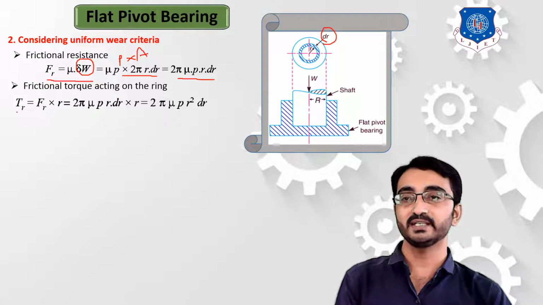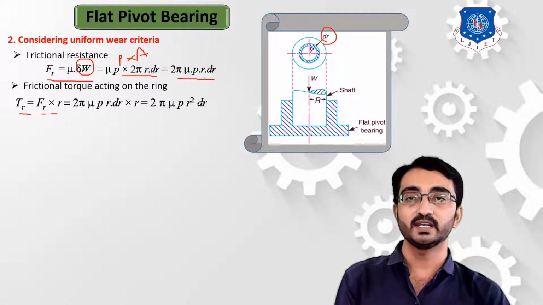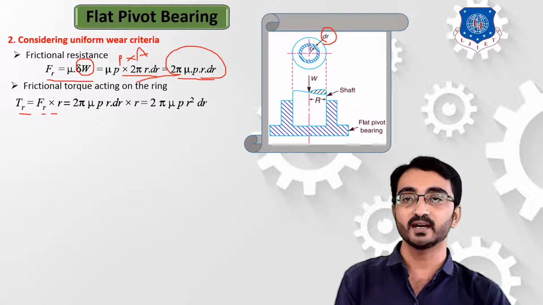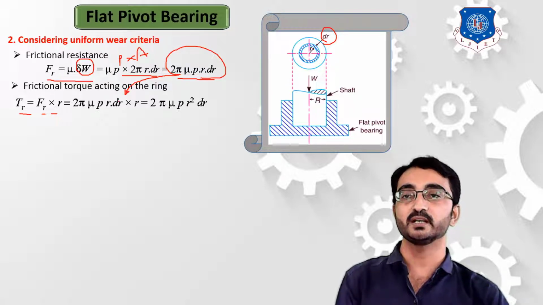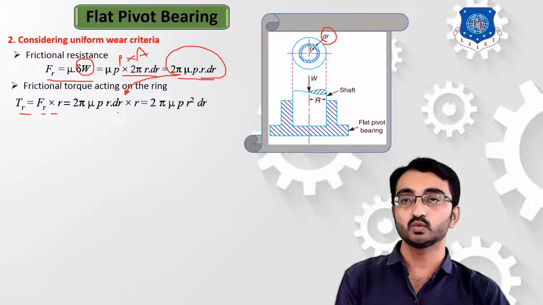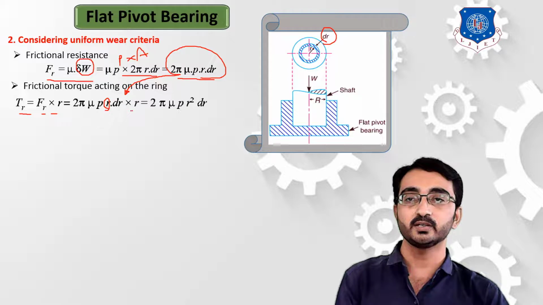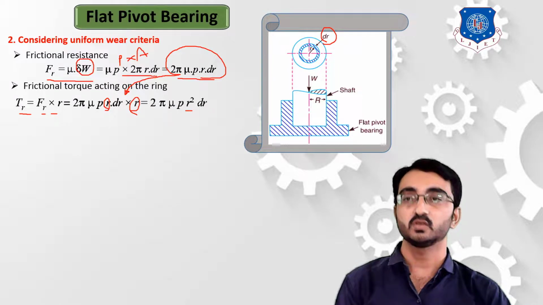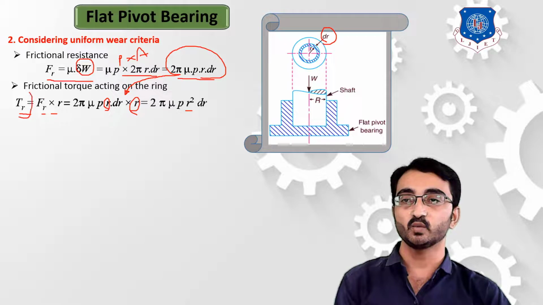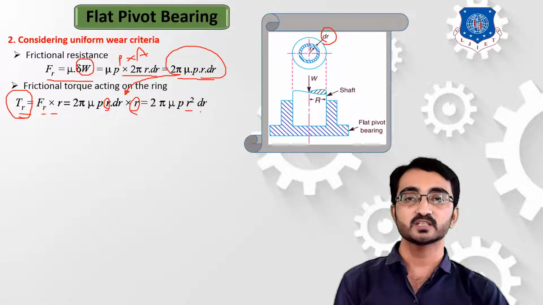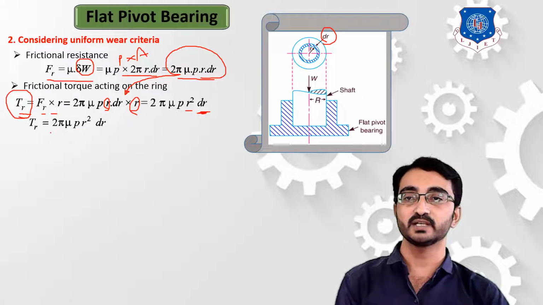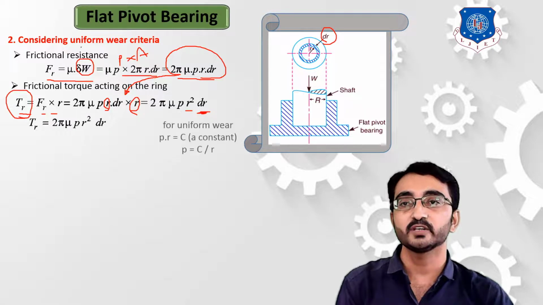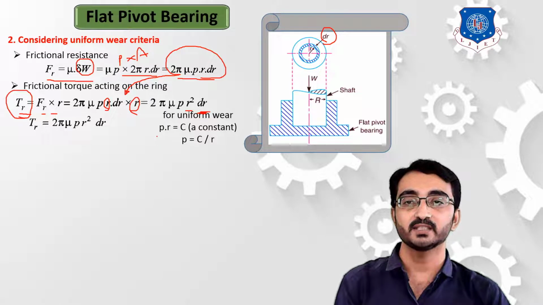Now the frictional torque which is produced between this surface, that is for a small elemental ring dr. So we can consider that TR, that is torque, is equal to force into radius. So now putting the value of frictional resistance Fr, we can simplify this term, that is 2 pi mu P into R square dr. In this way we can calculate the equation for frictional torque from a small elemental ring. Now again simplifying this equation, we can simply write down that TR is equal to 2 pi mu P R square dr.